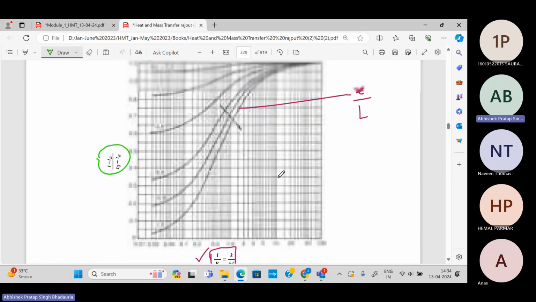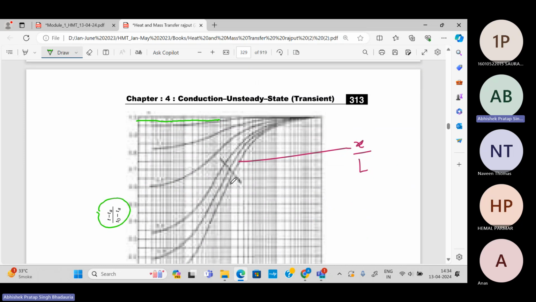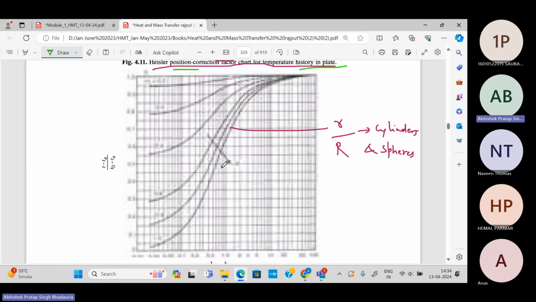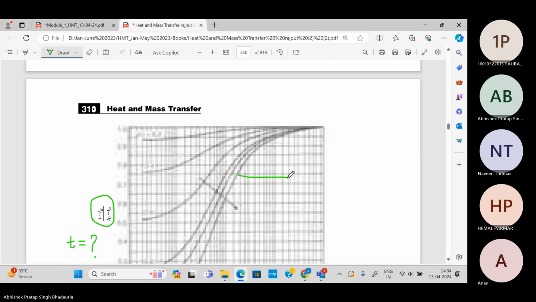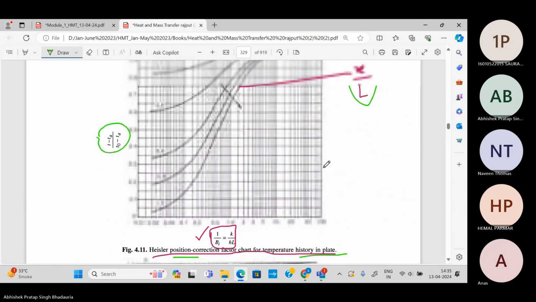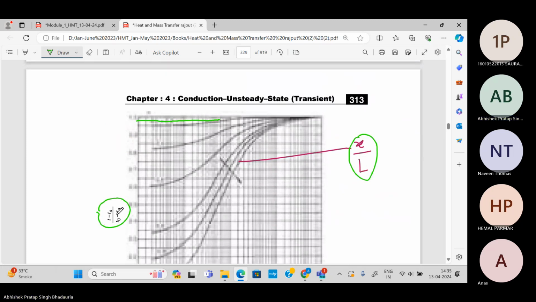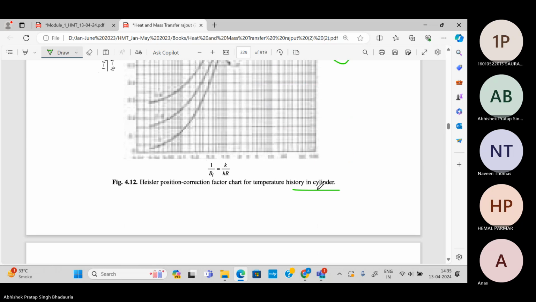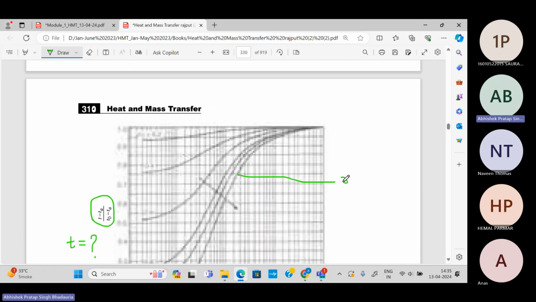And always remember, for the correction factor chart for the plate, these curves are expressed in terms of x by L, and for the correction factor chart of the cylinder or sphere, these curves are expressed in terms of small r by capital R. This is for the cylinder, so small r by capital R. So you can see these curves are expressed in terms of x by L for the plate, in terms of small r by capital R for the cylinder, and in terms of small r by capital R for the sphere also.